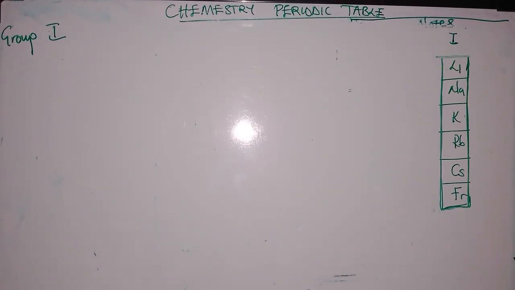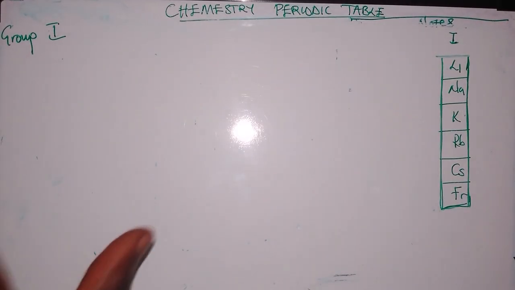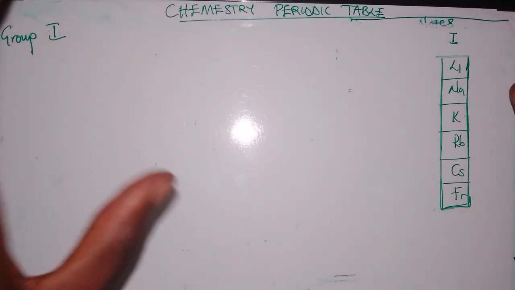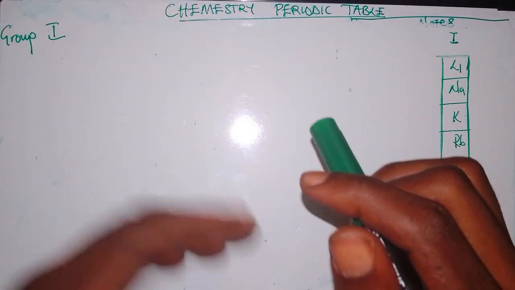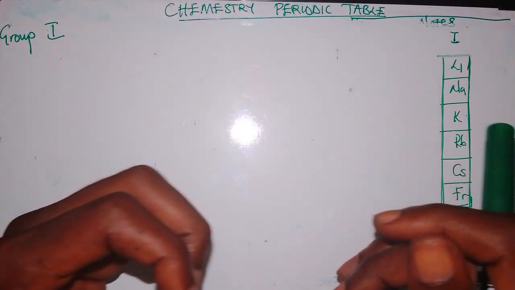Welcome to part 2 of the periodic table. This is where we'll start looking at each group individually.